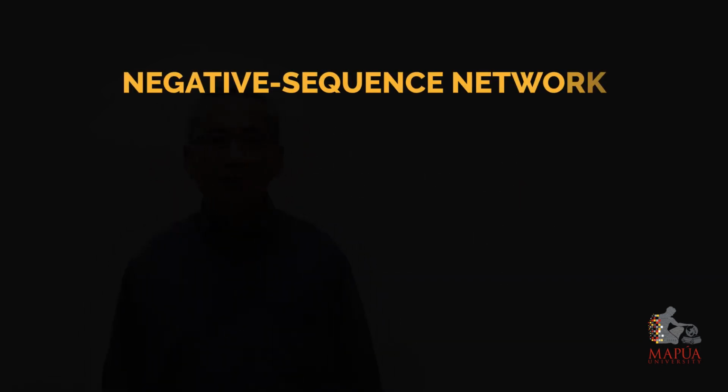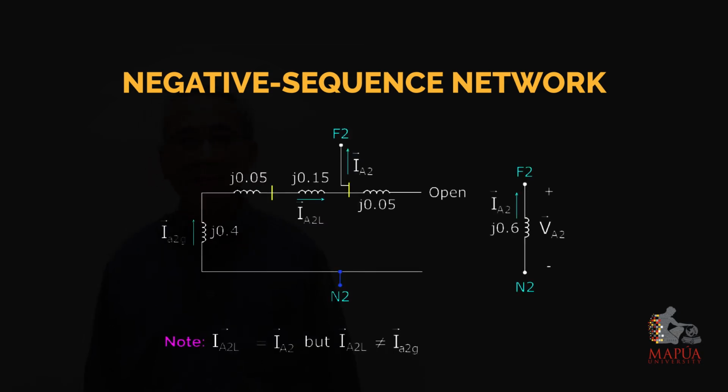For the negative sequence network, it has a similar connection or pattern to the positive sequence network, but without the sources. We just indicate the negative sequence reactances of all components in the system and determine its Thevenin equivalent. Now notice that the current flowing through the transmission line, I2L, in that negative sequence network is equal to the current flowing to the faulted point, Ia2, but it is not equal to the current flowing to the generator. So it is not equal to I2G.